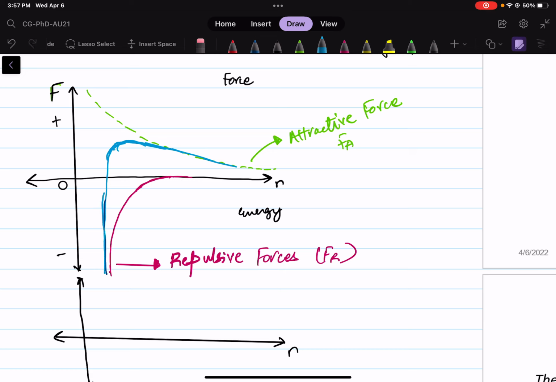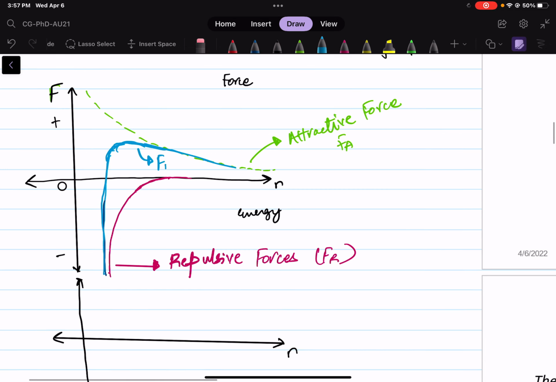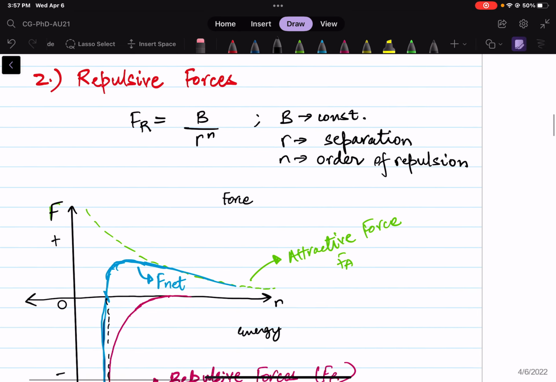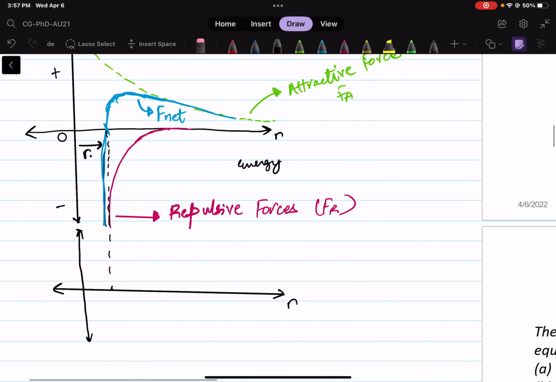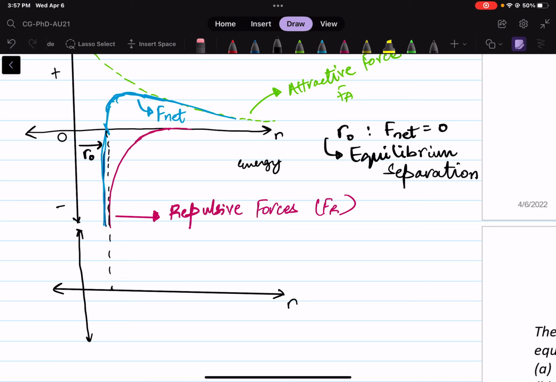And this is your net force. This blue line is your force net. One thing you'll notice is that the point where force net is 0, let's highlight that out and extend it down. This distance is referred as R0, where R0 is the point where F net becomes 0, and this is also referred as the equilibrium separation.